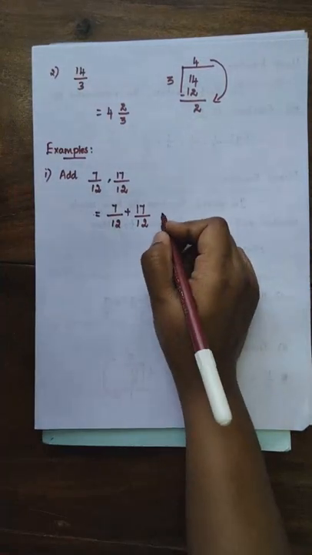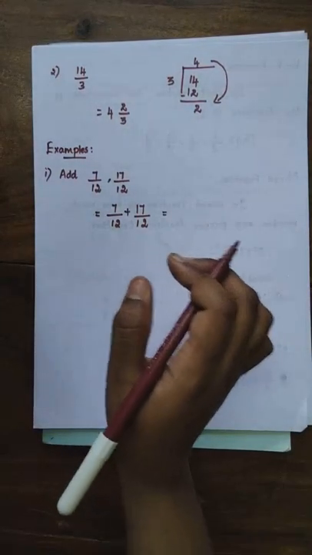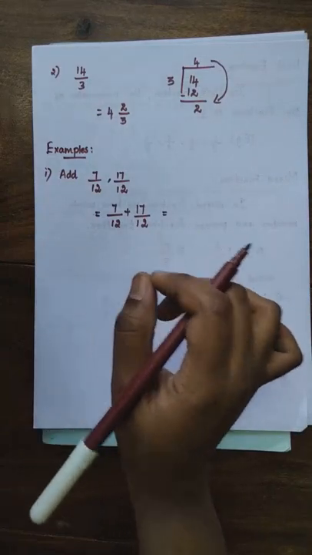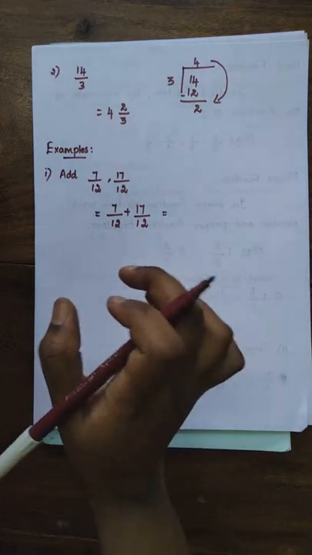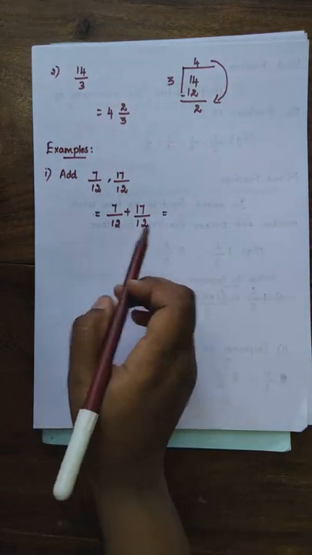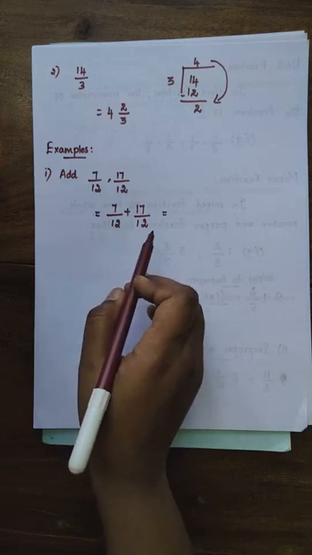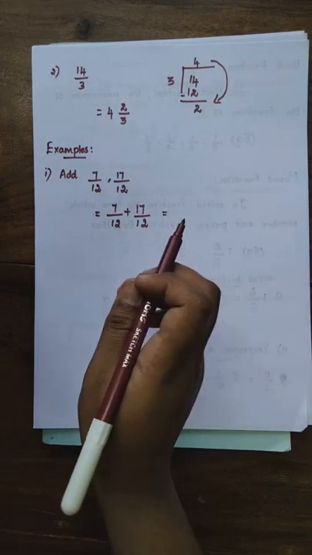So how will you add these two fractions? If it is whole numbers, you will just add. It is easy, right? Here it is fractions. So how will you add? First, see the denominators. When you are adding two fractions, first we need to note whether the denominators are same or different. That's the main thing. Here the denominator is 12, here also 12. So both the denominators are same. So it is a like fraction.